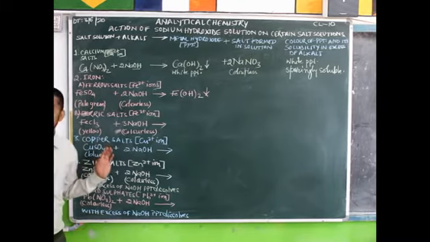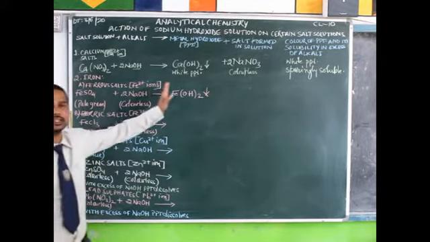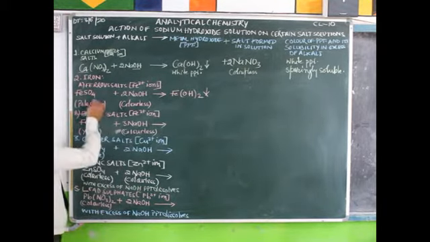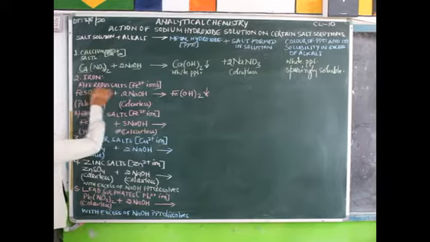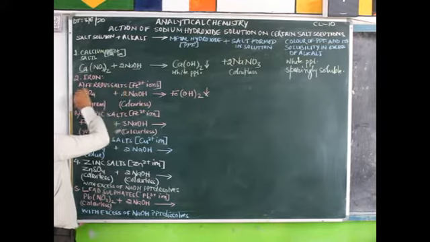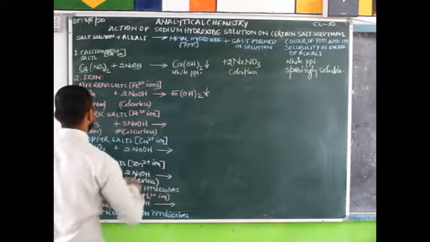All these reactions are double decomposition reactions, or precipitation reactions, because we are getting precipitate. So double displacement, why? Because iron is replaced by sodium, and sodium is replaced by iron. There is exchange of ions taking place. So this is a double decomposition reaction or double displacement reaction.